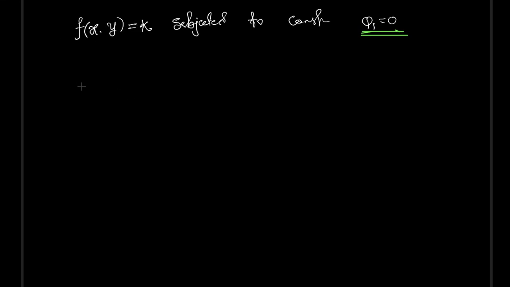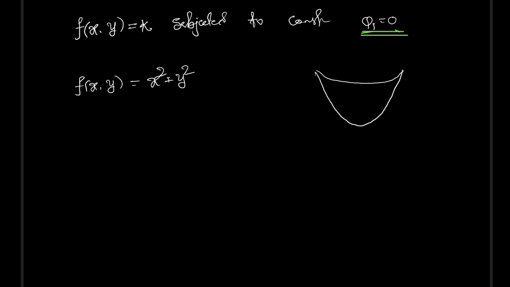Maybe if the things are not so clear, let me explain with an example. Let me take our function to be f of x comma y, that is x square plus y square. You may take it as z is equal to x square plus y square. And what is the picture for this function? You can see that it is an upward paraboloid.